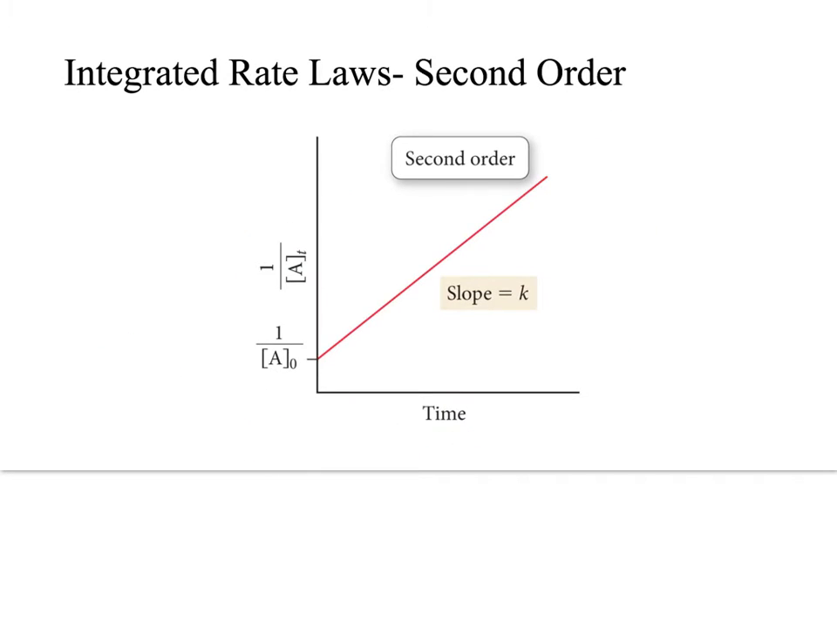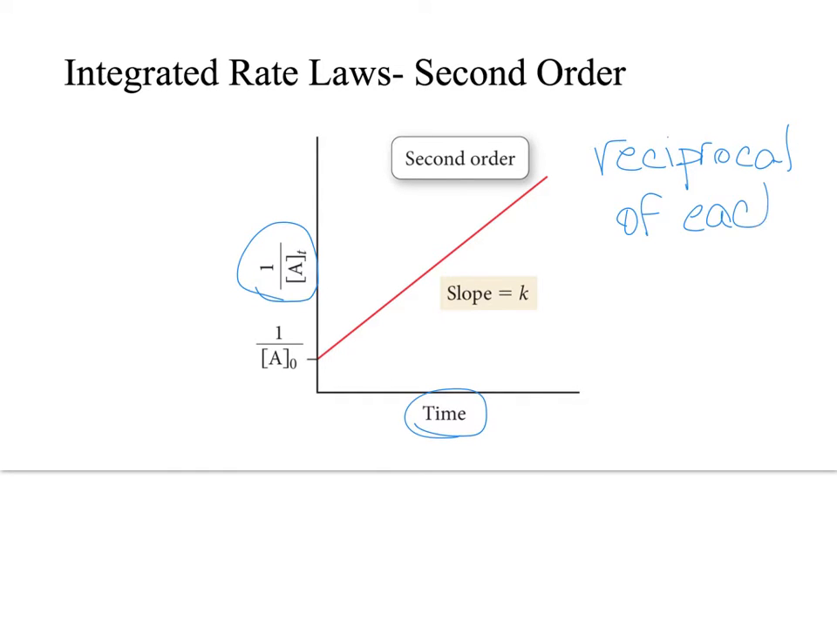And here is the second order plot. Notice that the y-axis is 1 over A, and the x-axis is time again. So it's the same set of data, A, but we're taking the reciprocal of each A data point.